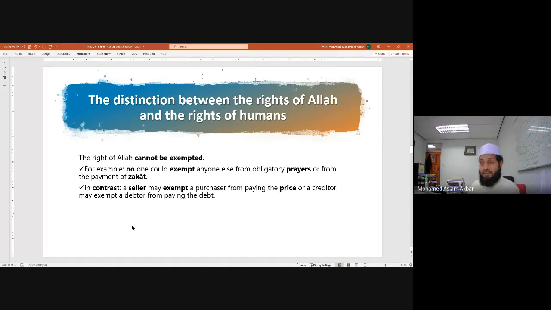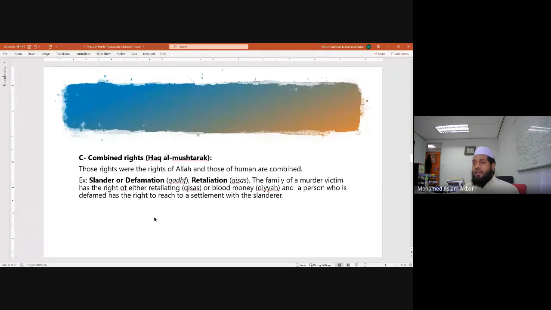The rights of Allah cannot be exempted. For example, no one could exempt anyone else from obligatory prayers or from the payment of zakat. So it's very clear. In contrast, a seller may exempt a purchaser from paying the price, or a creditor may exempt a debtor from paying the debt. So now you can understand the first difference between the rights of Allah and the rights of humans: the exemption. In the rights of Allah, exemption cannot be made, but in the rights of humans, the rights can be exempted. Okay, these are the differences.